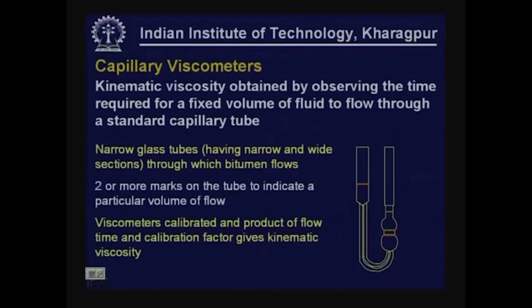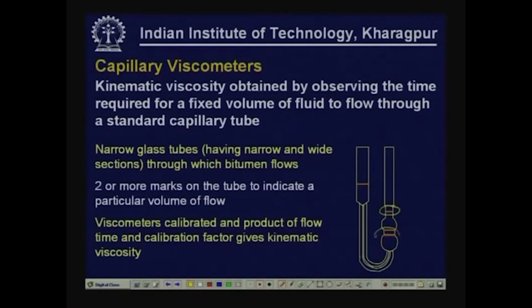There are various types of capillary tubes available, in different sizes. There are marks provided on these capillary tubes, which serve to identify when a certain quantity of fluid has flowed from one point to another, and the corresponding times can be noted. The time required for a certain amount of fluid to flow from one mark to another mark can be obtained. The corresponding calibration factors are available from the manufacturer depending on the size of the capillary tube and the arrangement of bulbs and other features that we have here.